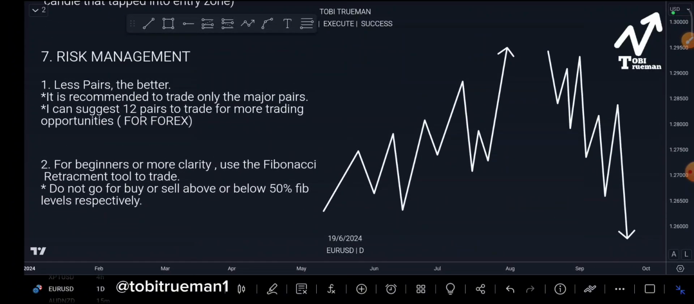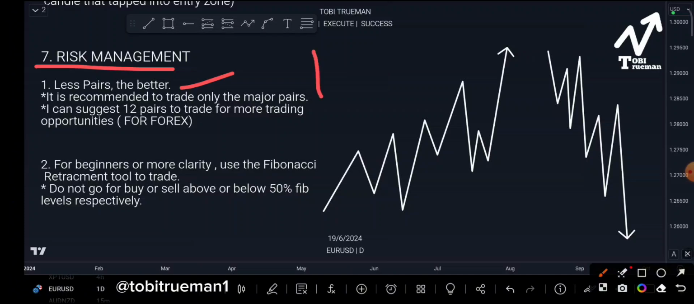Now we are going to talk about number 7, risk management. Less pairs the better. What do I mean by this? In the forex market there are about 28 pairs. By the time you add US 30, NAS 100 and gold, there are about 30 or 31 of those. If you are using this strategy and you are trying to move from one pair to about 31 pairs within London and New York session, it might be confusing, require a lot of work, and then more losses.